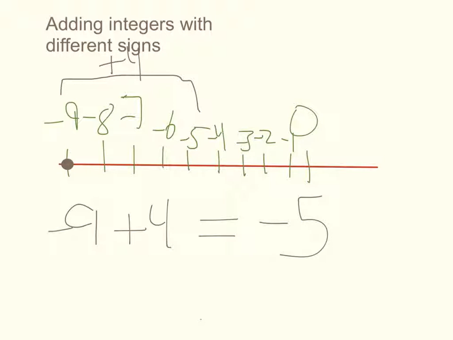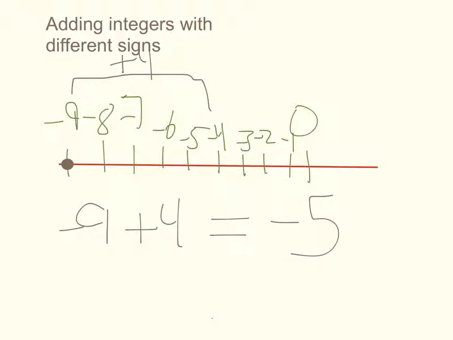Or you could look at it where -9 is bigger, so you know that your answer is going to be a negative. And then from there, since you're doing negative plus a positive, you could do 9 minus 4 is 5. And I know it's negative because my negative number is bigger. Now that's a little more of a confusing concept to grasp, so if you wanted to draw a number line to practice, that might be your best bet.